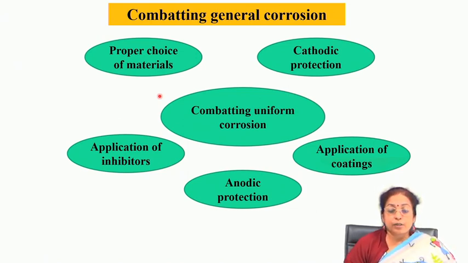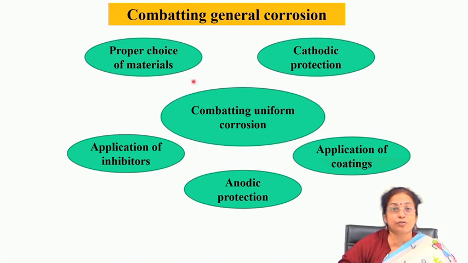Now, as I mentioned earlier, corrosion is never a desirable phenomenon. It is a kind of degradation of the materials, and you have to be careful so that the degradation does not occur, or you can take protective measures so that the probability of corrosion is minimized. Now, if you quickly go through the different ways by which you can combat uniform corrosion, they may be categorized into different types.